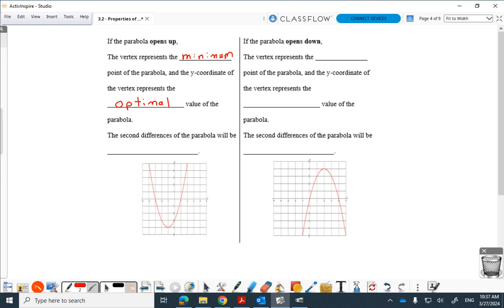And the second difference of the parabola, I just threw that in there like, don't forget from yesterday, the second differences of the parabola will be equal. That's what we found out yesterday. That's how we really tell if something's a quadratic.